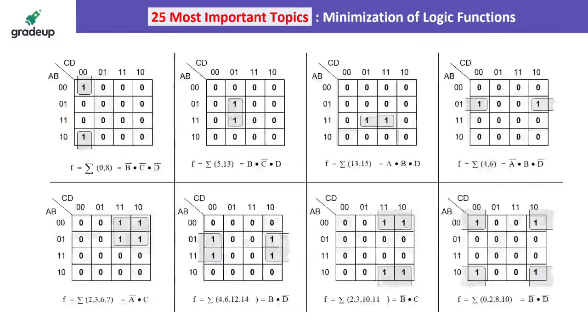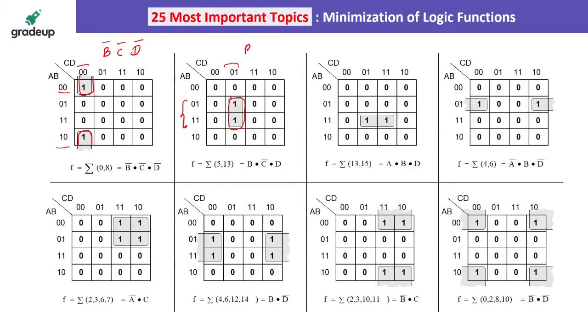Now coming to the next, the 4 variable maps. Here only 2 ones are present, so these 2 are combined. First of all, this is under the B bar area. So B bar, C bar, D bar. So this is a B bar, C bar, D bar. Now only these 2 ones are minterms, remaining all are zeros. So this is coming under B, and here it is coming under C bar D.